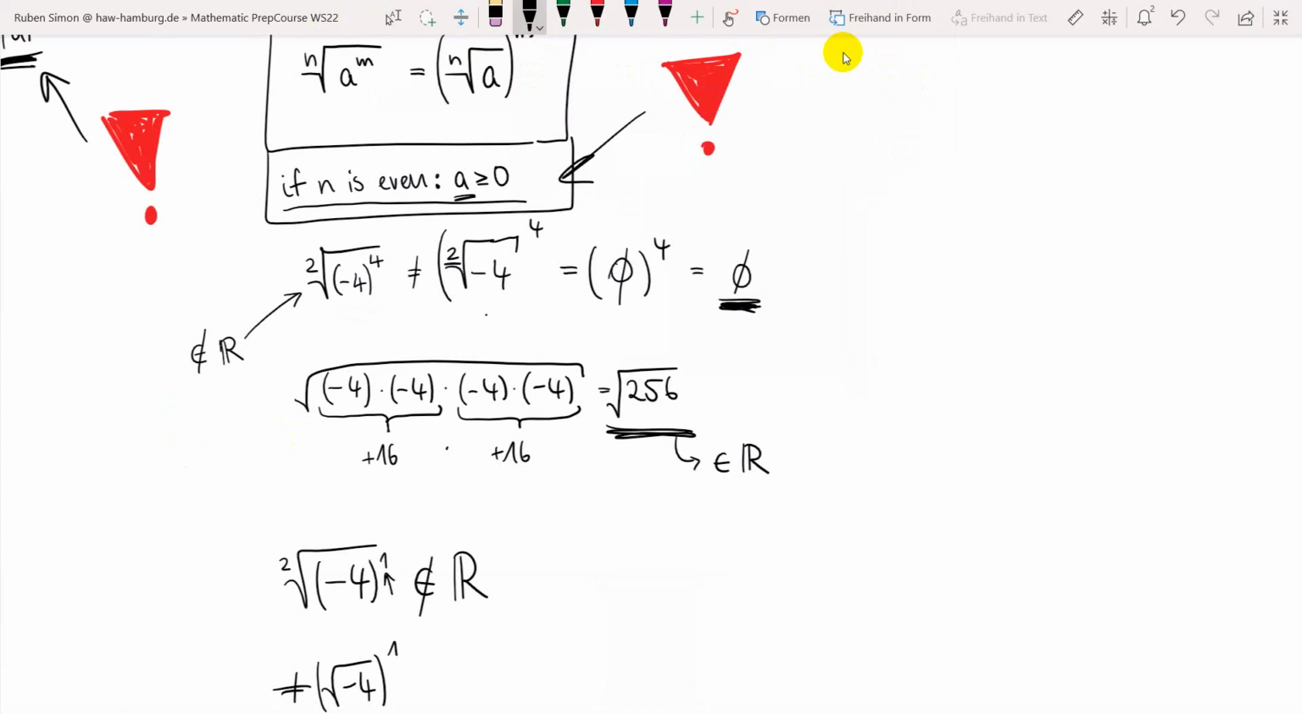Okay, anything unclear about this, or any question about these two traps?